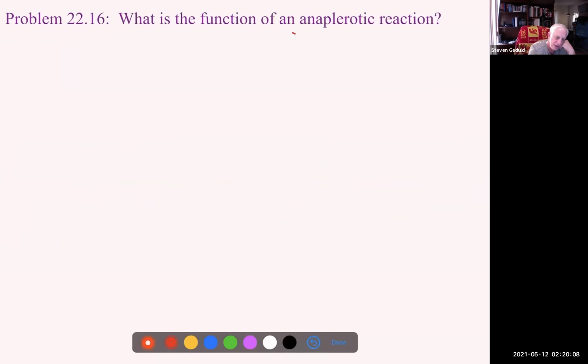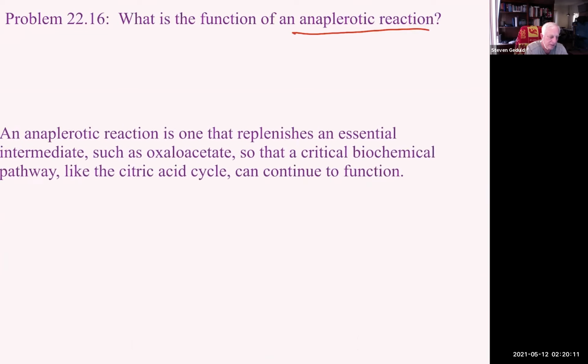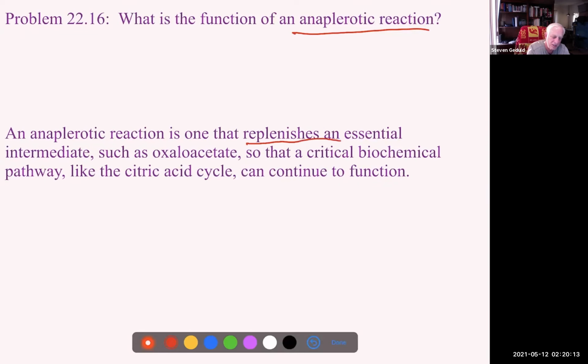What is the function of anaplerotic reactions? Okay, anaplerotic is one that replenishes an essential intermediate like oxaloacetate. Okay, it's a reaction that replenishes what you need to start the citric acid cycle. So a critical biochemical pathway like the citric acid cycle can continue to function. So it replaces things you need to get that citric acid cycle started to break down those intermediate products. Okay, so you have to have these anaplerotic reactions to make sure you don't run out of oxaloacetate or other components that are necessary for the reaction to occur.